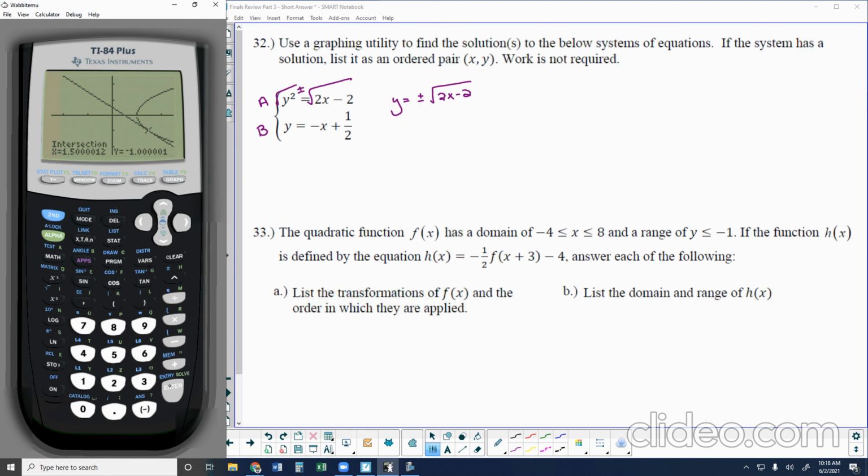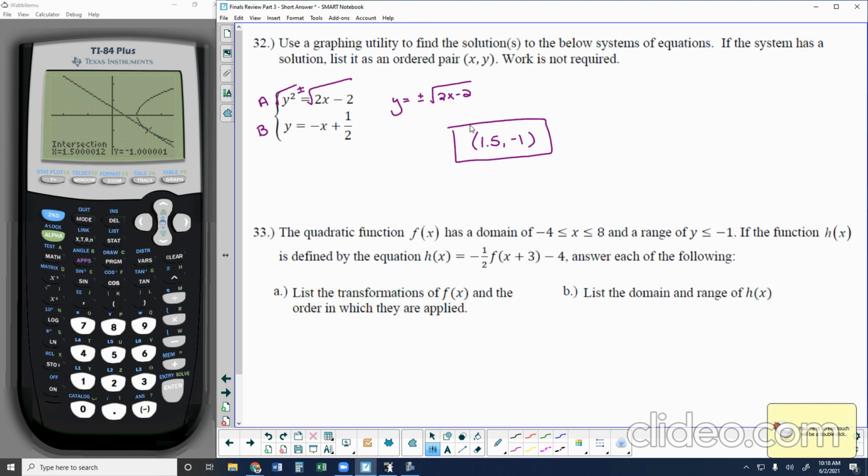And now because of how far I was from the intersection, I'm going to get a very, very slightly rounded answer. And that rounded answer would be 1.5, -1. So we can find the intersection in the calculator, and that is our solution.